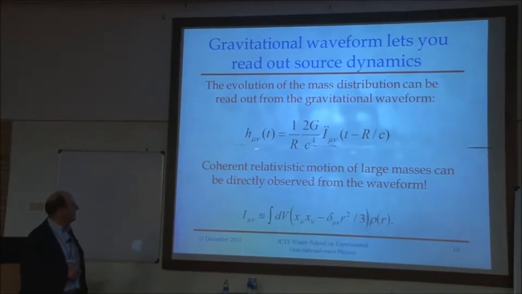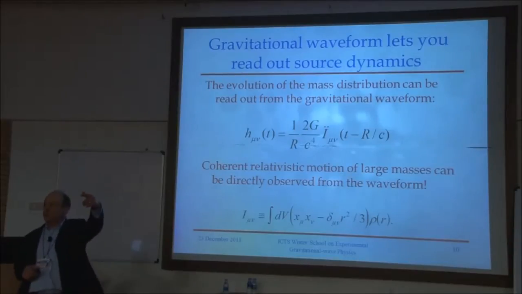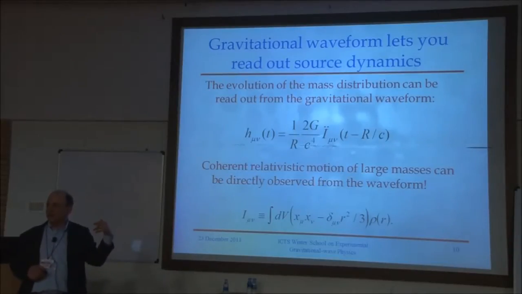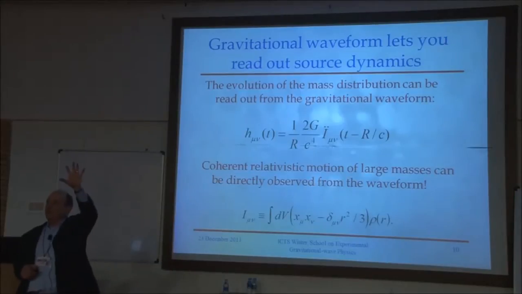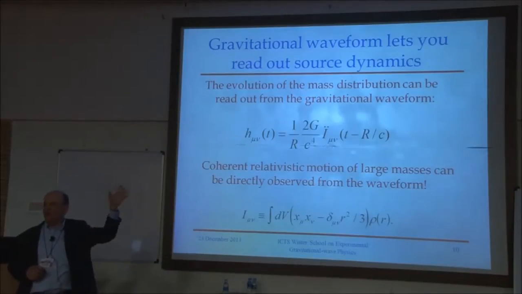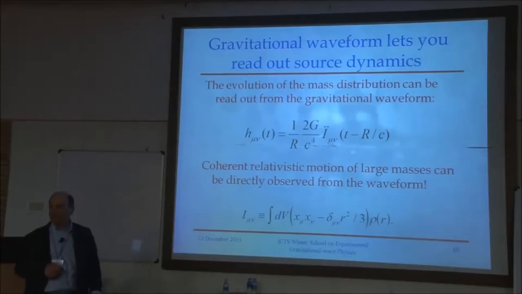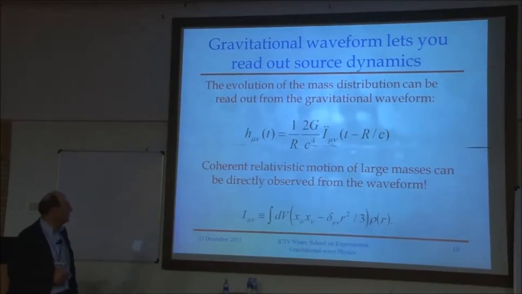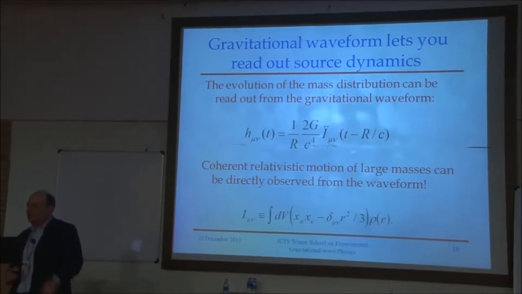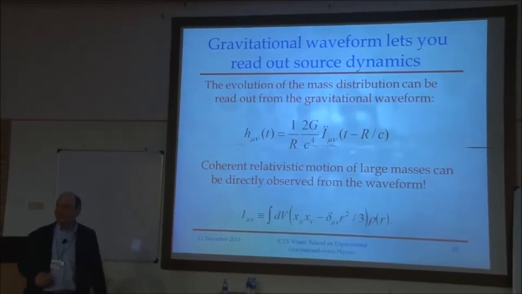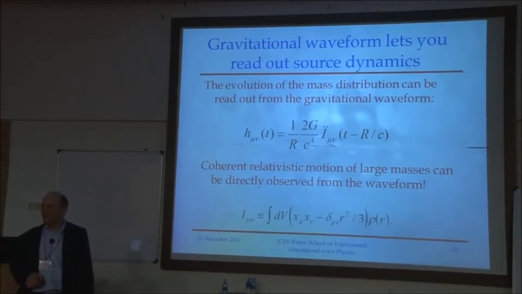We can see that h is a proper wave amplitude by noticing that there's a 1 over R here, where R is the distance between the source and the detector. Just as the electric field falls off like 1 over R, the strain amplitude in the wave falls off like 1 over R. Now I'll finally get to the answer to your question. Here is the reason gravity waves are so weak. This prefactor is horrible.